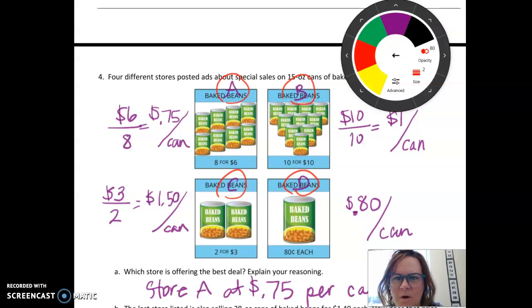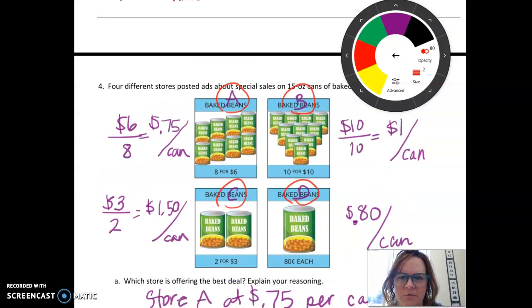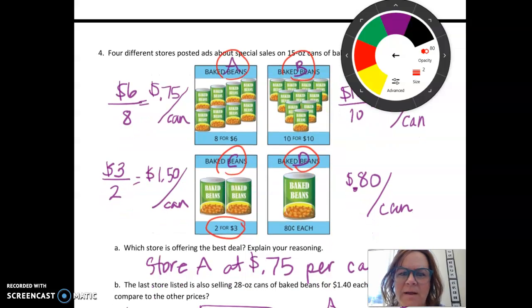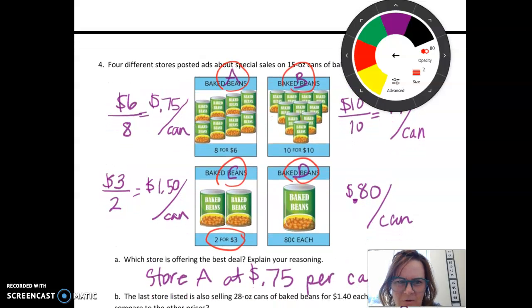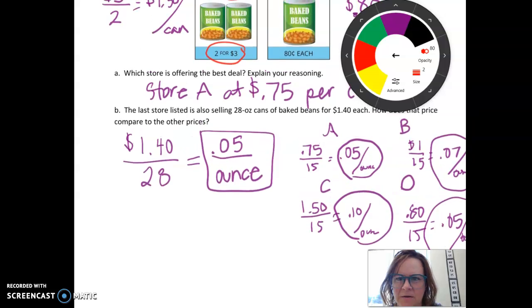But for all the stores, what I did is I took the price per can. So since it was $6 for 8, I did 6 divided by 8. Since it was $3 for 2, I did 3 divided by 2. Since it was $10 for 10, I did 10 divided by 10. And then in this one, it was just 80 cents per can because I wanted cost per can. So I found that in store A, it was 75 cents per can, which is the best deal, or it's the cheapest amount per can.